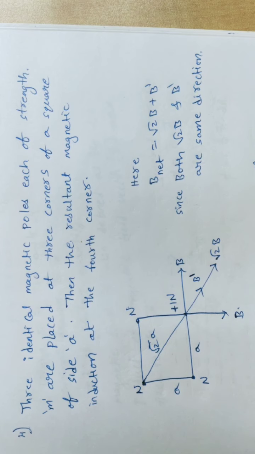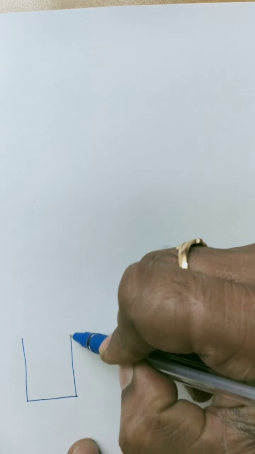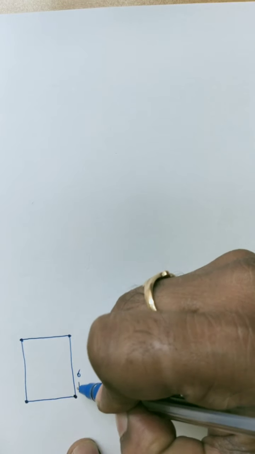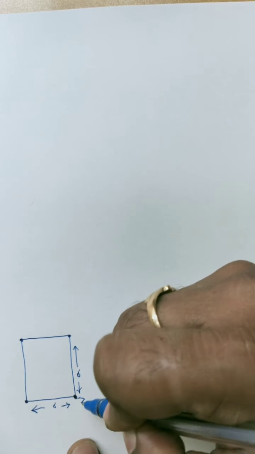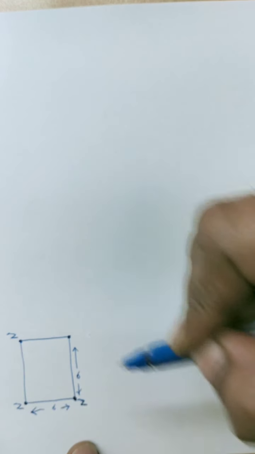Okay students, now I am starting the solution for that. Students, listen carefully. This is one square you must imagine. Here how many corners are present? Four corners are present, students. So let me take this one as side a, this one as side a. Here at three corners, the pole strength we are representing with m, this is m, and this one is also m. At the fourth corner how much is present?